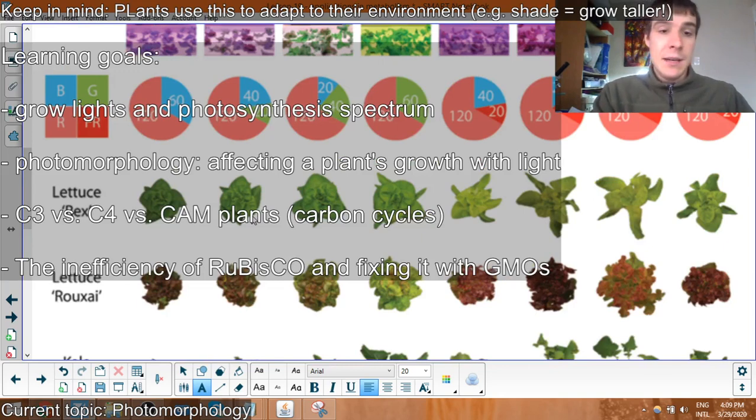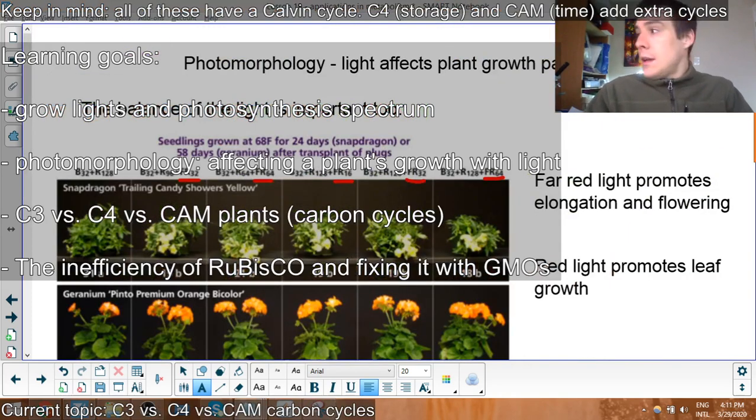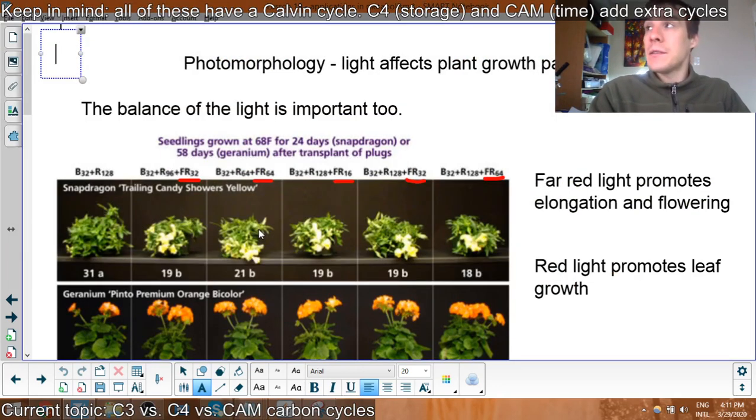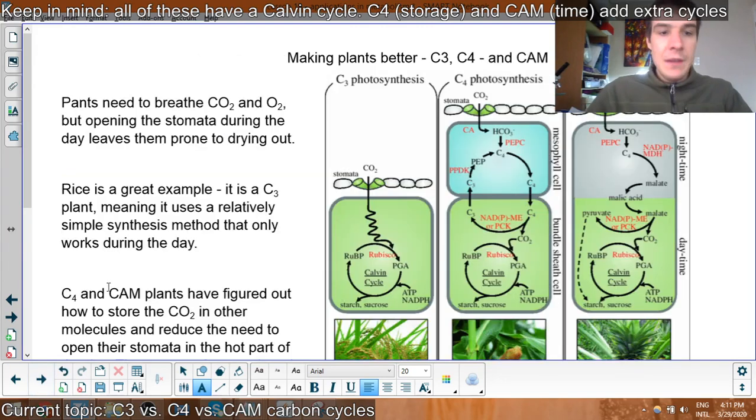All right, I'm going to set up the next topic, and the next topic is going to be carbon cycles, different kinds of carbon cycles for plants. So we'll pause. And we're back. So we're going on to C3 versus C4 versus CAM. These are different carbon cycles, so just jump right into it.